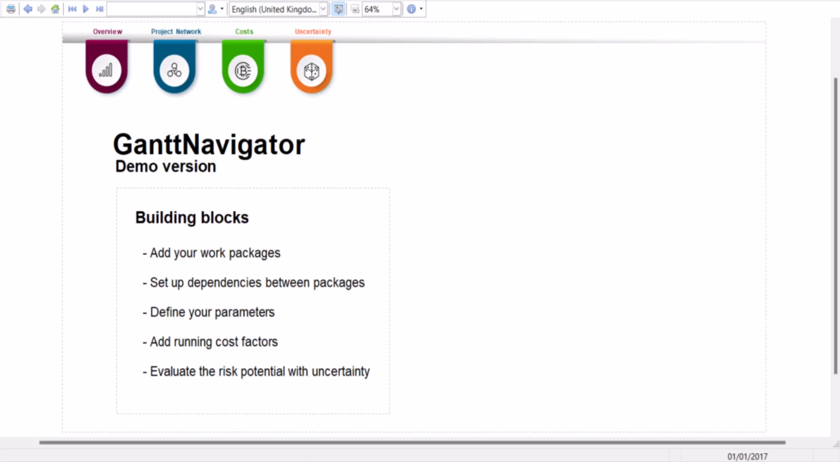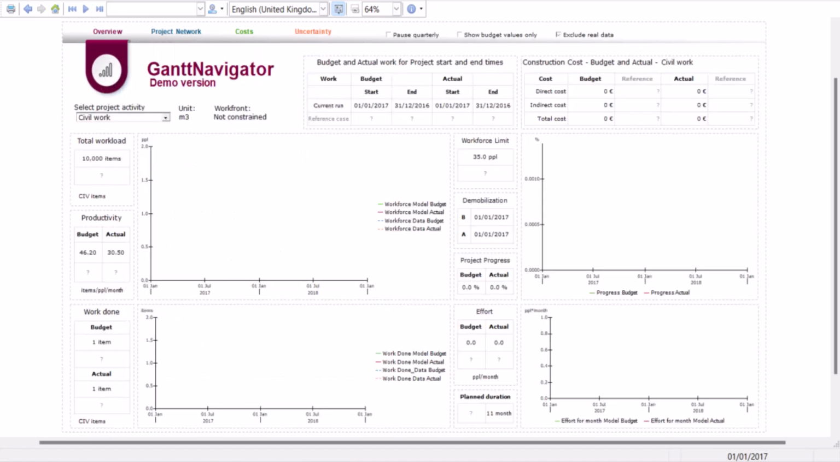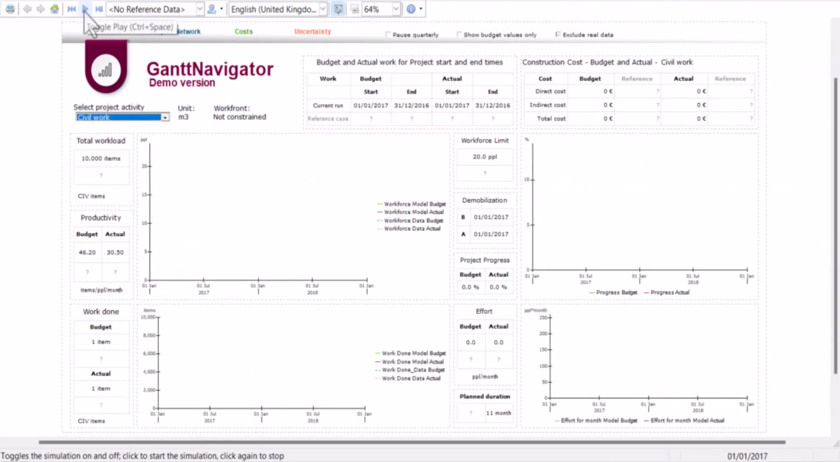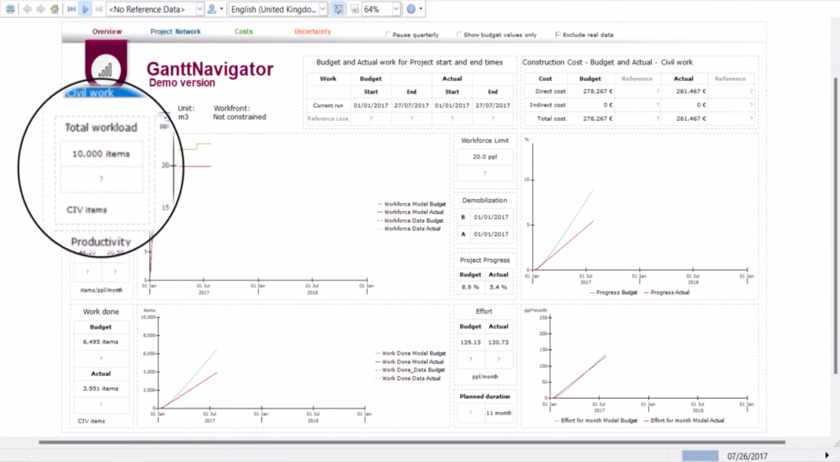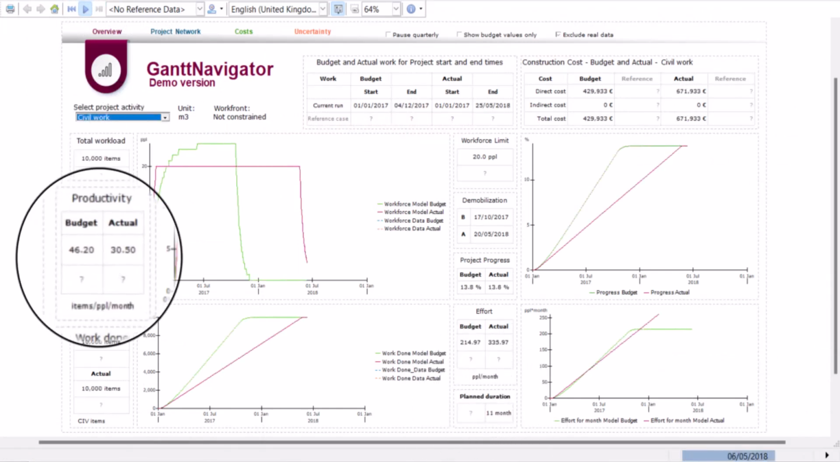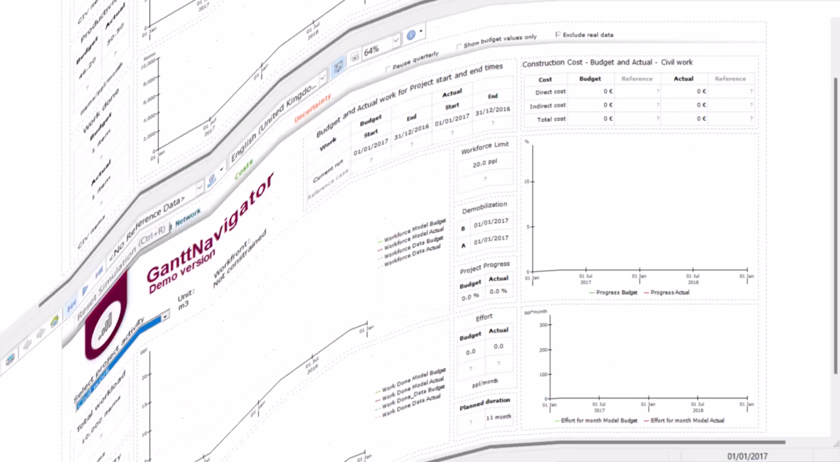This is a demo of the Ganttnavigator model that has been developed for simulating and managing construction projects. We have chosen a power plant as example and defined 4 work packages. Starting with the civil work, there are input data like the scope of work, planned duration of the work, and both planned and estimated workforce productivity.